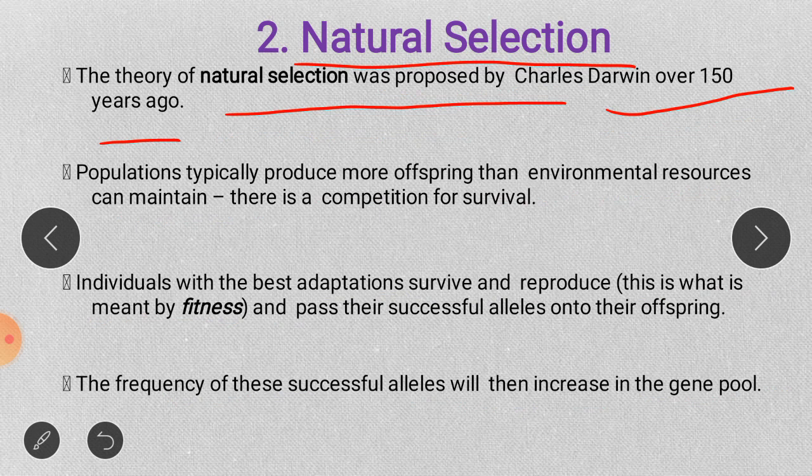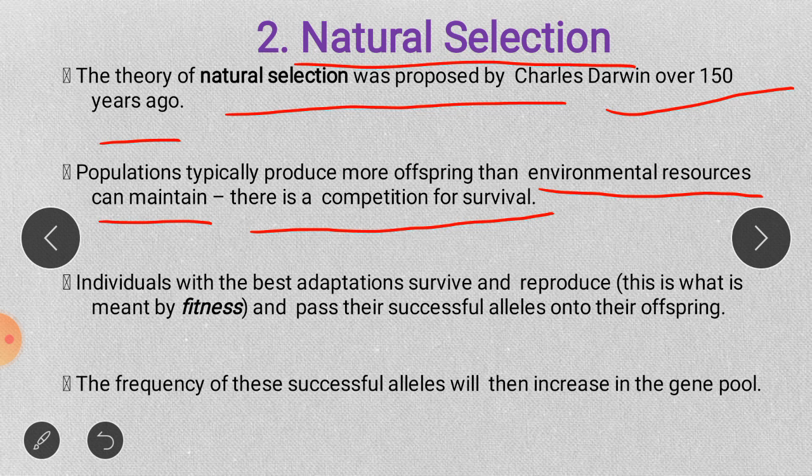Populations typically produce more offspring than the environmental resources can maintain, so there is always competition for survival. Compared to resources, we have a larger population, and due to this larger number of individuals, they try to compete with each other or try to adapt to the climatic condition. Such competition for survival is observed in a population.